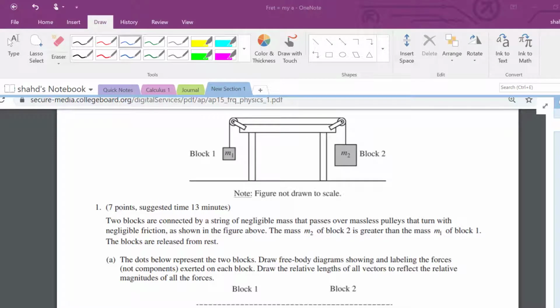Hey guys, so today we're going to be solving a really important problem from the 2015 AP Physics 1 exam, FRQ number 1. So basically it says two blocks are connected by a string of negligible mass that passes over massless pulleys that turn with negligible friction as shown in the figure above. So you have this scenario, no friction, and every mass is negligible except that of the blocks. The mass M2 of block 2 is greater than the mass M1 of block 1, which is obvious in the diagram, and they're both released from rest.